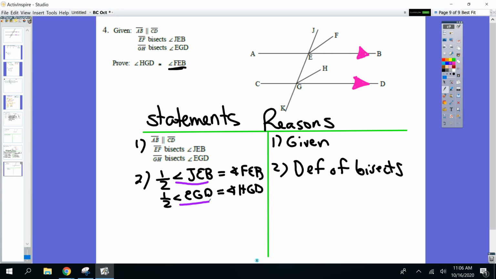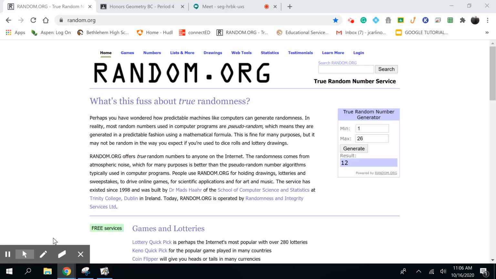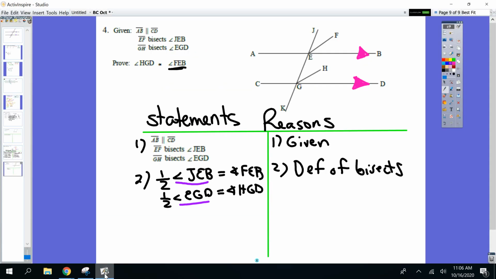You didn't have to worry about it. But did I tell you these 2 were equal yet? No, but look at the diagram and tell me why they're equal. Why are JEB and EGD, the 2 angles I'm taking half of, why are they equal? And this is why you needed to know the lines were parallel. Hayden, why are those 2 angles equal? They're corresponding. Darn right, they're corresponding.